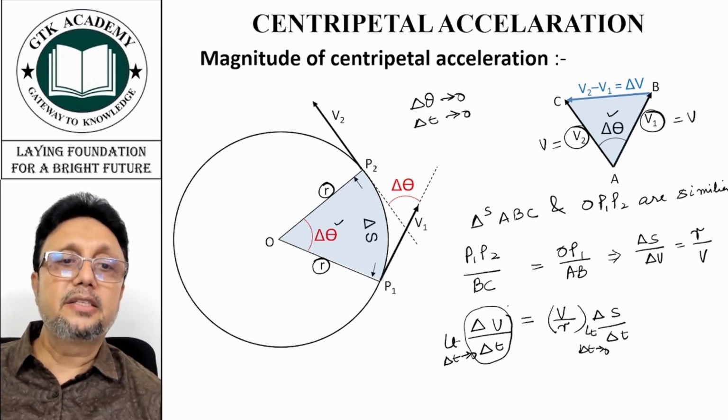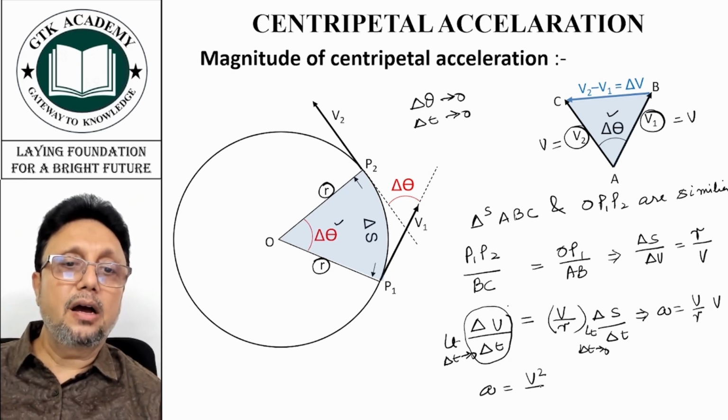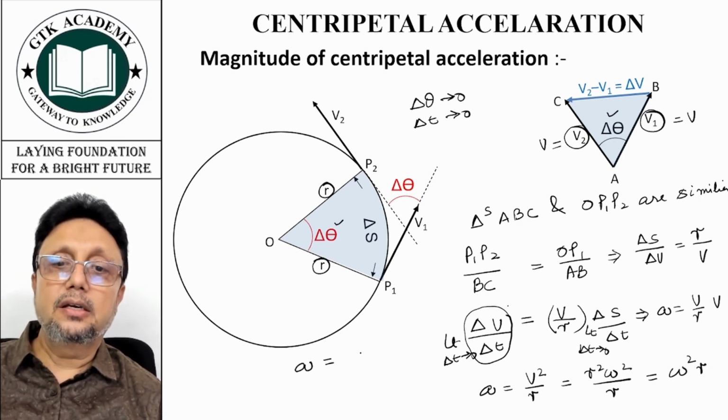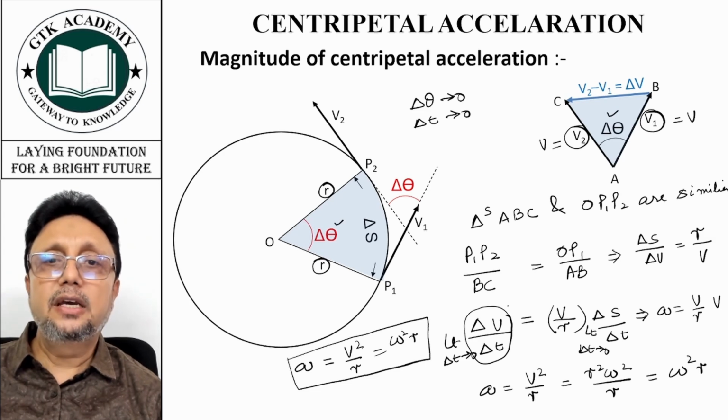Now delta V upon delta T is the instantaneous acceleration A, which is equal to V upon R, and delta S upon delta T is the instantaneous velocity V. So acceleration is equal to V square upon R. Now V is equal to R omega, so R square omega square upon R, which is equal to omega square R. So acceleration is equal to V square upon R, which is equal to omega square R. This is the magnitude of centripetal acceleration. Now we'll see how the direction of centripetal acceleration points towards center.